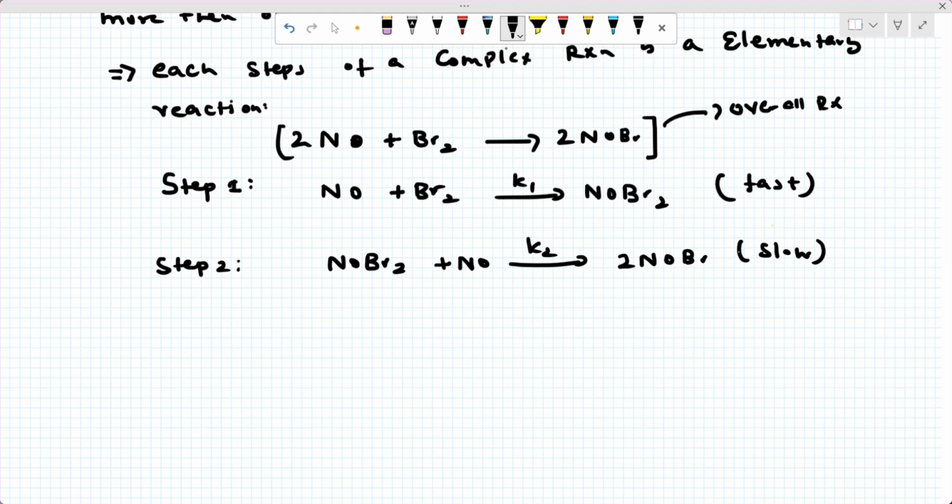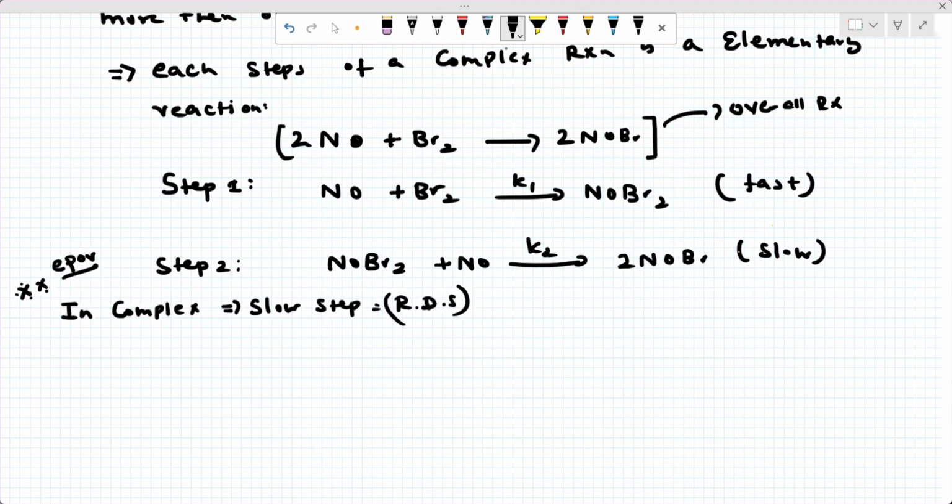Please note, in a complex reaction, this is a very important point. This is EPOV. What is EPOV? Exam point of view. In a complex reaction, the slow step is nothing but the RDS. What does RDS mean? Rate determining step. So whatever reactants are in that slow step, I am going to use them to write the rate law.